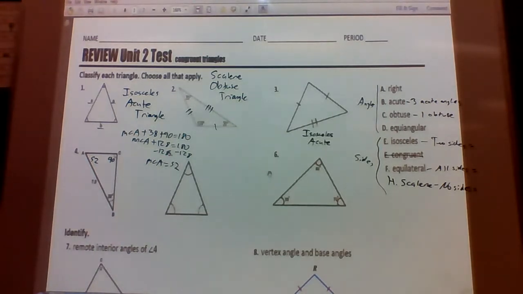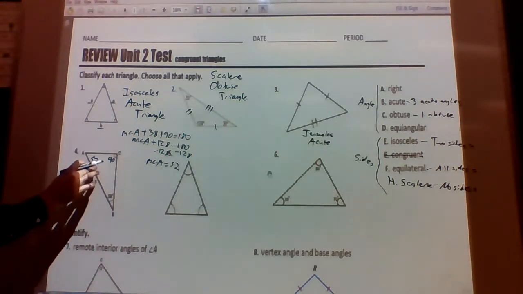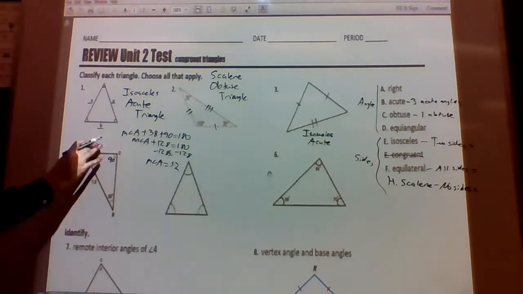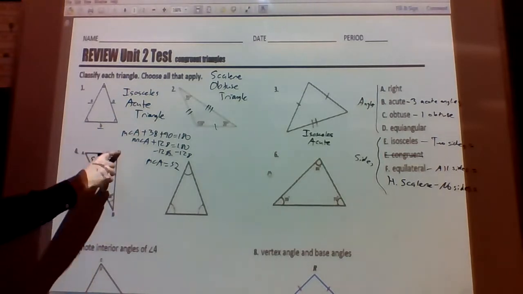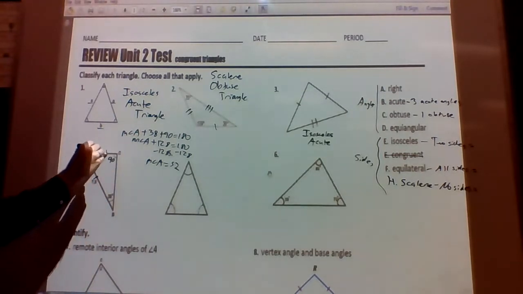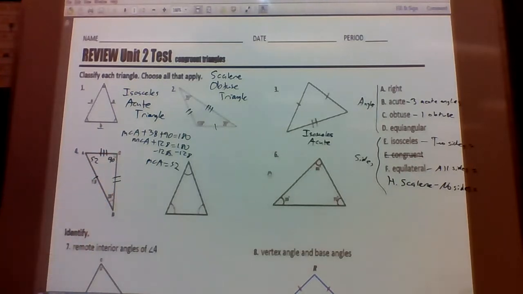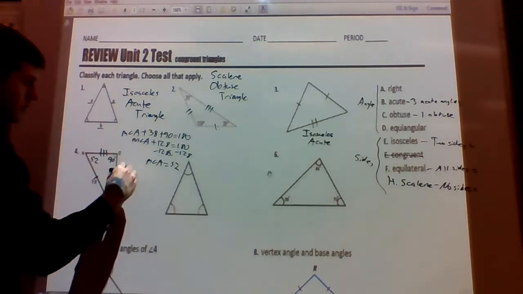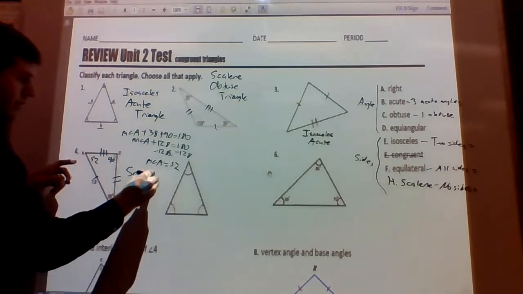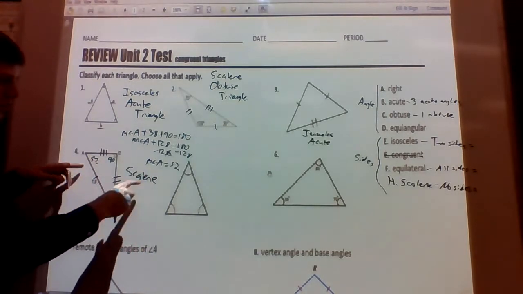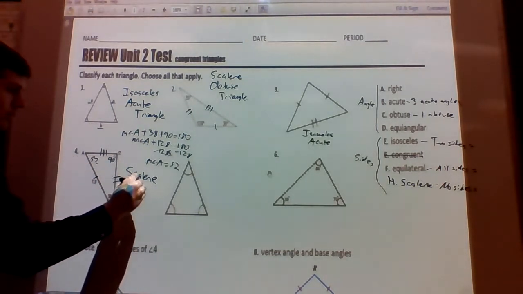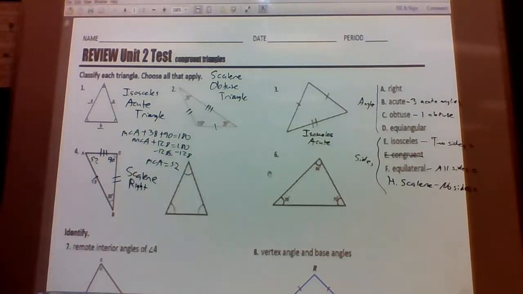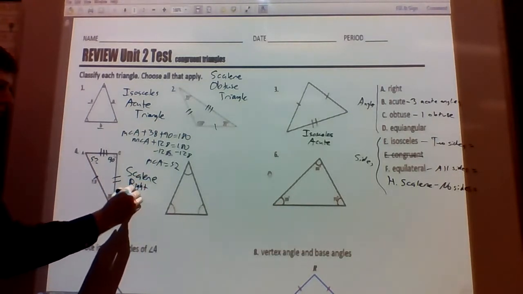Since all the angles are different measures, all these sides are going to be different lengths. The longest side is going to be AB, the shortest side is going to be AC, and the side in the middle is going to be BC. So since all the sides are different lengths, we know it's scalene. Then again, since we have a right angle, it is a right triangle. The definition of a right triangle is a triangle with a right angle. So we have a scalene right triangle.